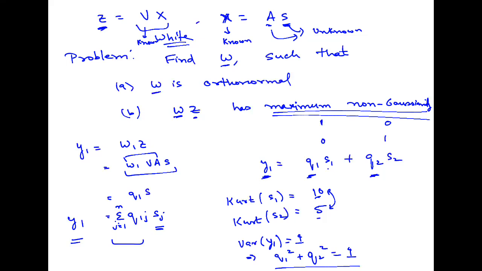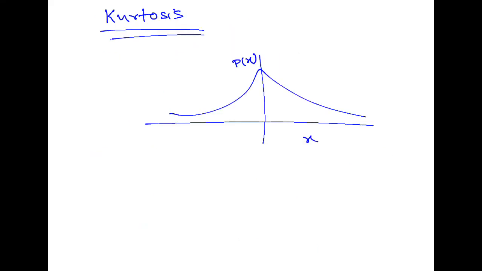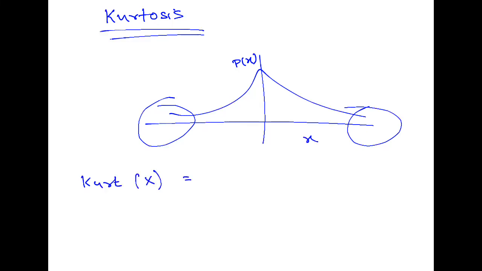Okay, so let's just do that. Kurtosis is inspired by looking at the tails of the distribution, right? And it gives more weightage to the tails. So let's formally define what kurtosis is. Kurtosis of any random variable x is E, expectation of x to the power 4, minus 3 times expectation of x squared, squared.